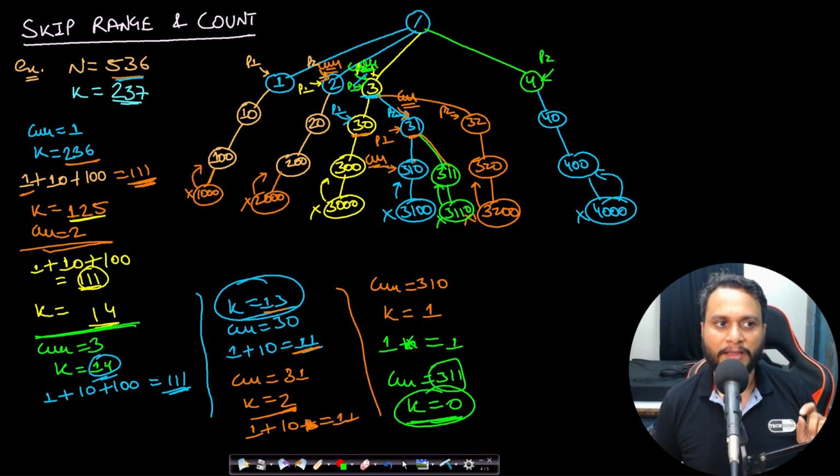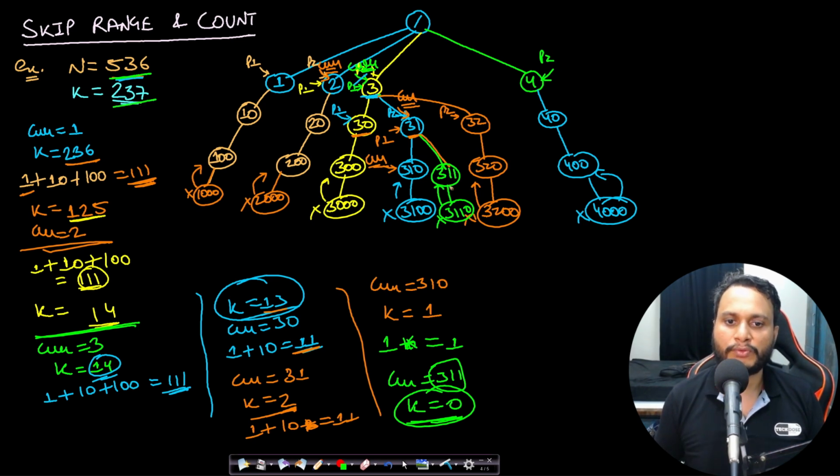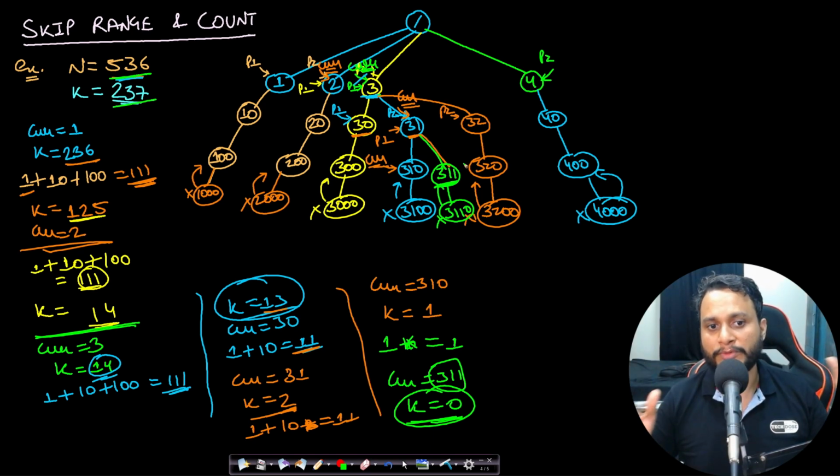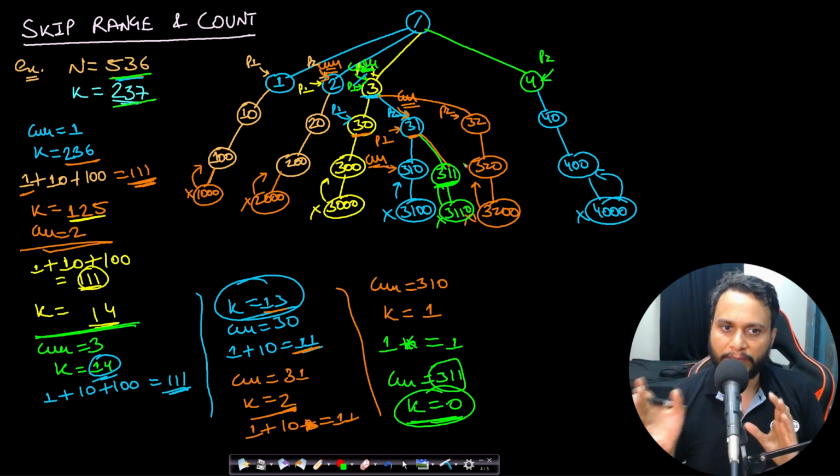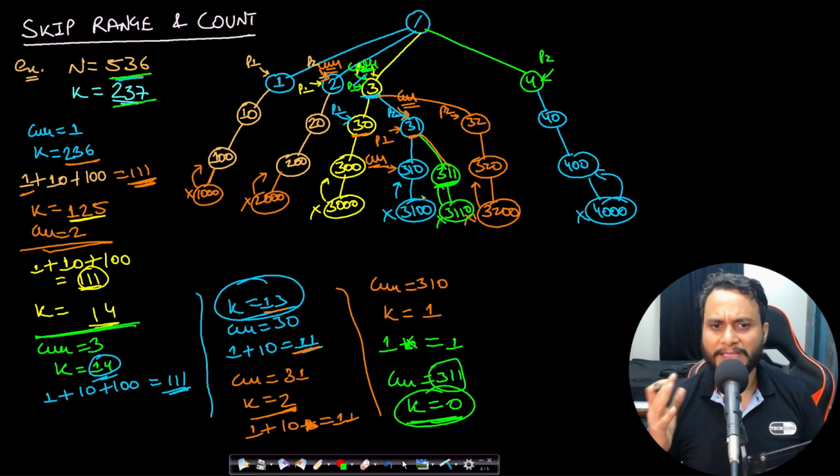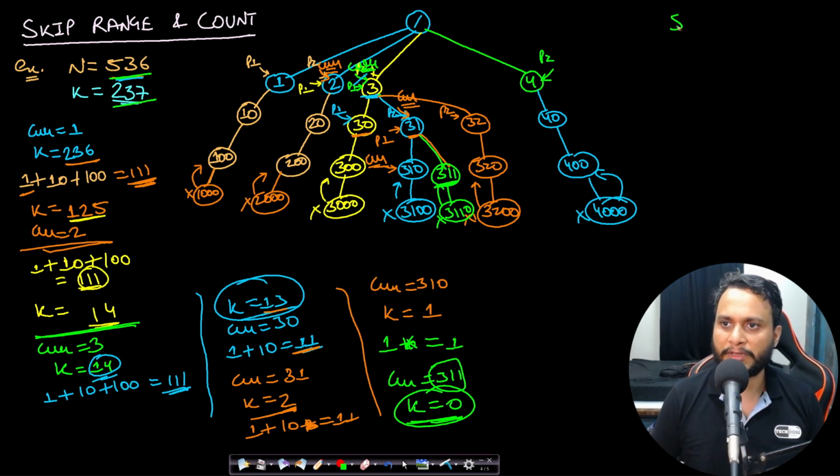So in this case, if your n value is 536 and you want to find the 237th rank number, then the answer will be 311. And this is the entire approach of skipping all the numbers. So you see that we have not drawn the entire recursion tree diagram, but I have shown you a skipping strategy. So let's analyze the time and space complexity. We are not using recursion in this case. It is an iterative code. So the space complexity will be order of 1.